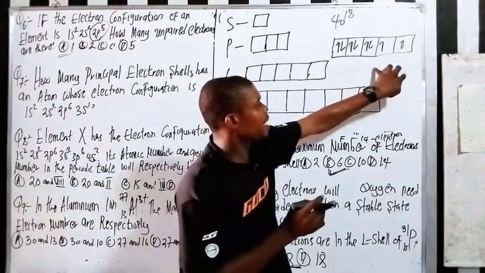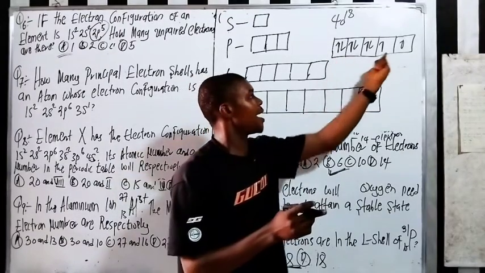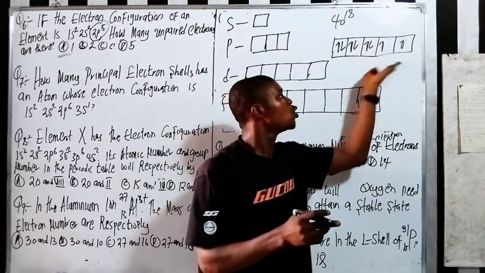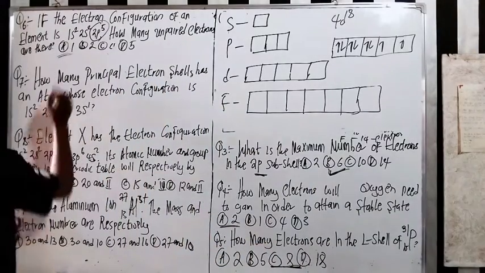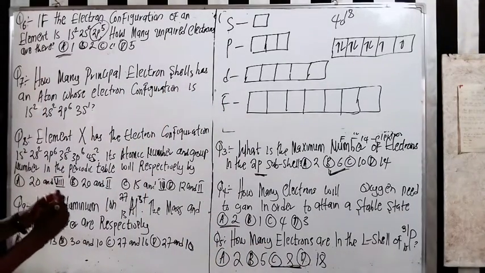So how many unpaired electrons do I have here? Here I have 3 pairs, and 2 unpaired. So you have 2 unpaired electrons. So the answer is this one here. That is it. Do you understand?